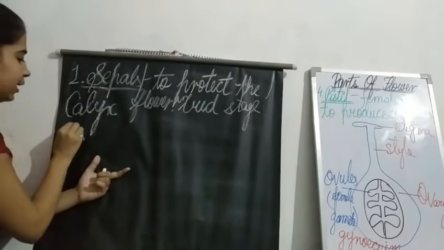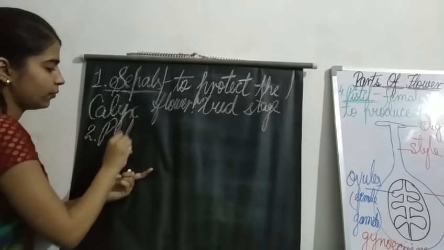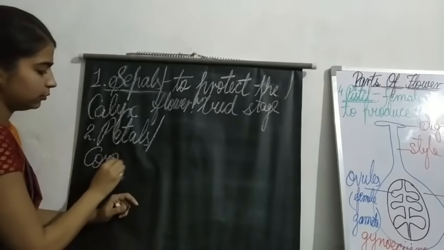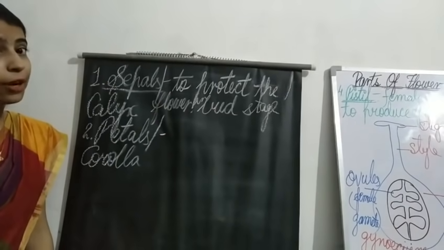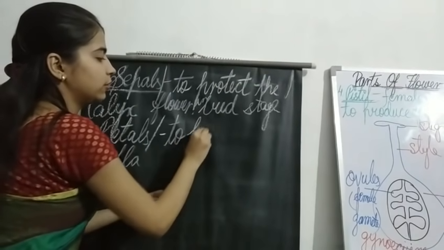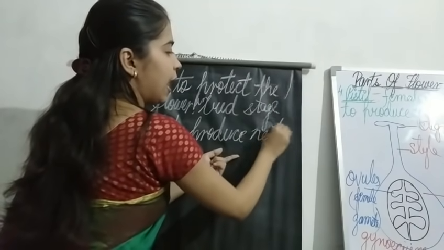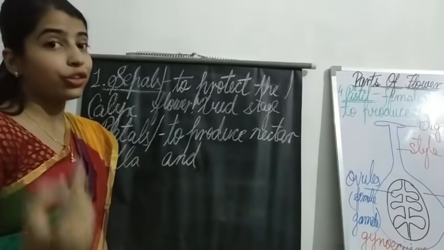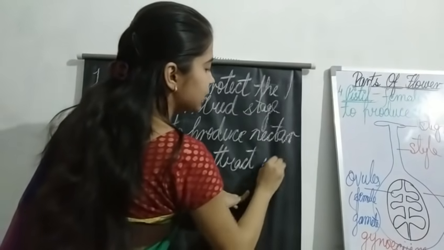Clear? Now, the second whorl that opens up is your petals. The other term for petals is corolla. What is the function of the corolla or the petals? To produce nectar. While they produce nectar, they also attract the insects. They will produce nectar and attract insects.